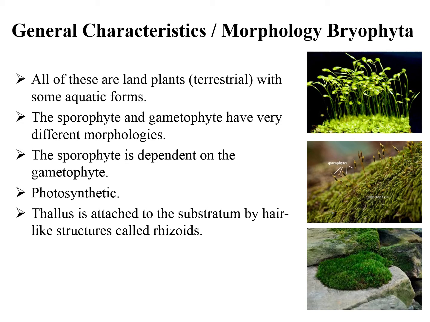The sporophyte is dependent on the gametophyte. And they are photosynthetic non-vascular plants, but water and nutrient uptake occurs through the above-ground gametophyte surface, although some bryophytes carry out internal transport through conducting cells. The plant body is a thallus and is attached to the substratum by means of hair-like structures called rhizoids.